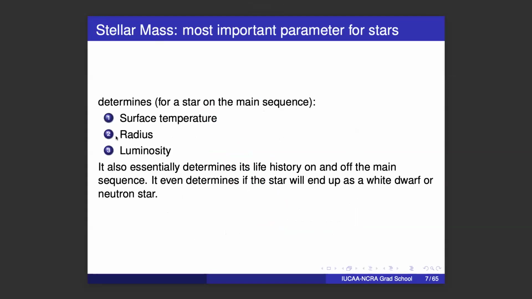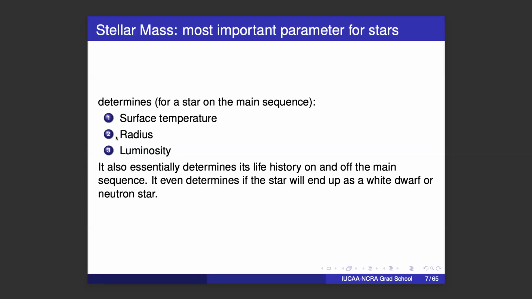Okay. So if you look at stars, the single most important parameter that determines their properties is their mass. Because if you know the mass, you can determine the surface temperature, the radius, and the luminosity. It even determines the life history on and off of the main sequence, and whether the star will end up as a white dwarf or a neutron star. So almost everything you need to know about the future of a star is determined by stellar mass.